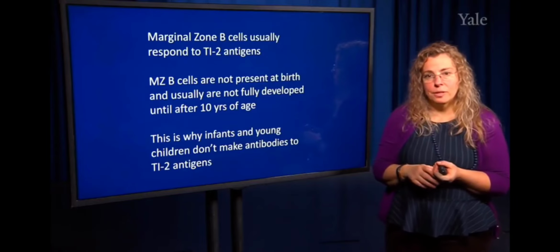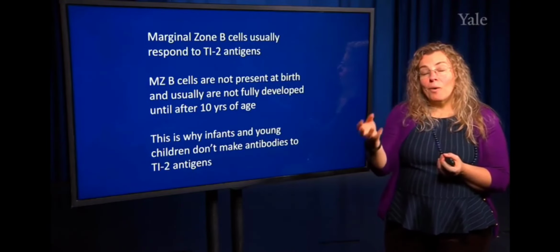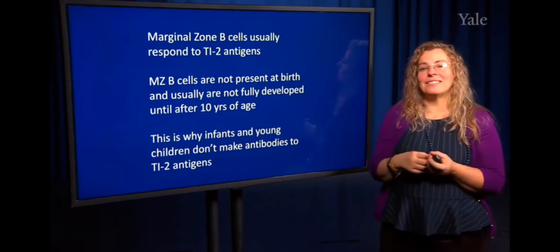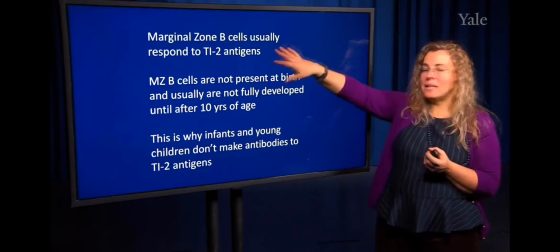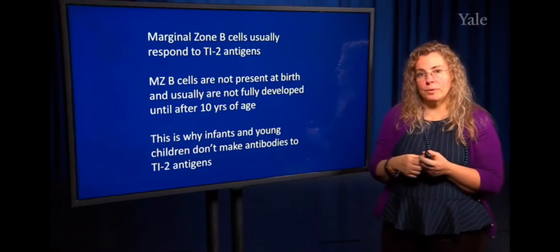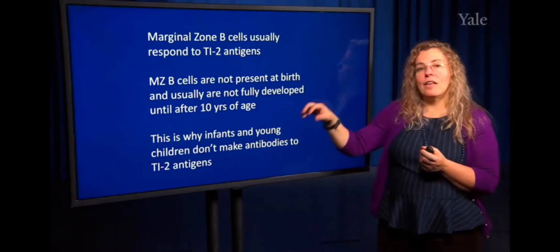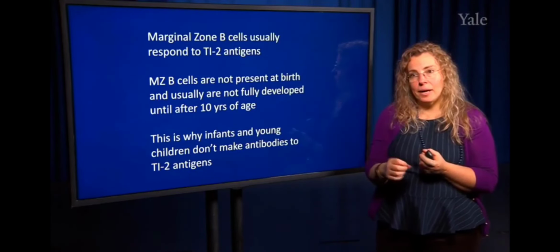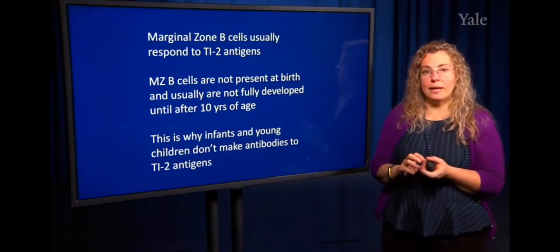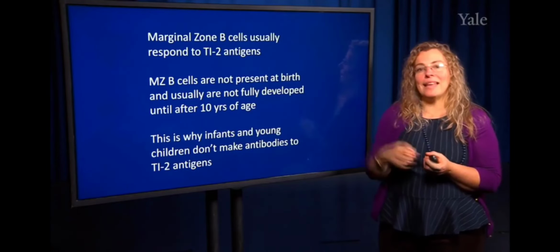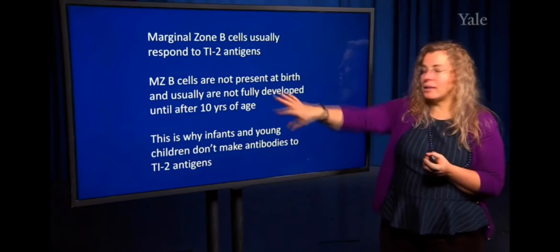So one of the reasons that babies and little kids can get so sick is because they're missing this component of their immune system. And in particular, they don't have the ability to make antibodies to T-independent type 2 antigens. And adults do have that ability. We'll come back to that in the vaccine lecture, and I'll give you an example of how this matters for vaccine development.